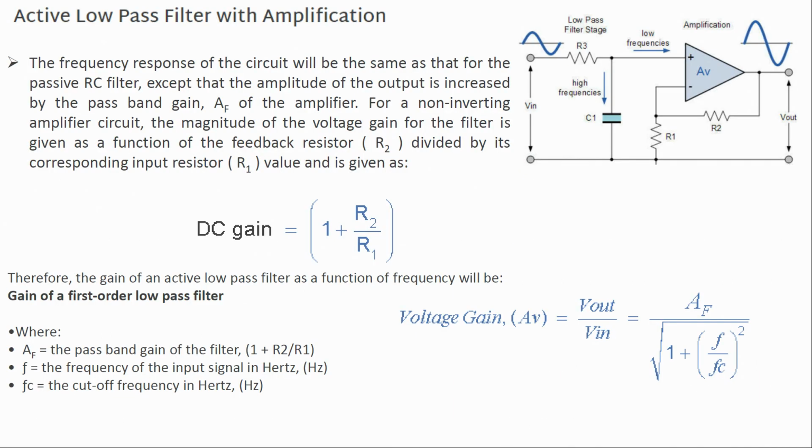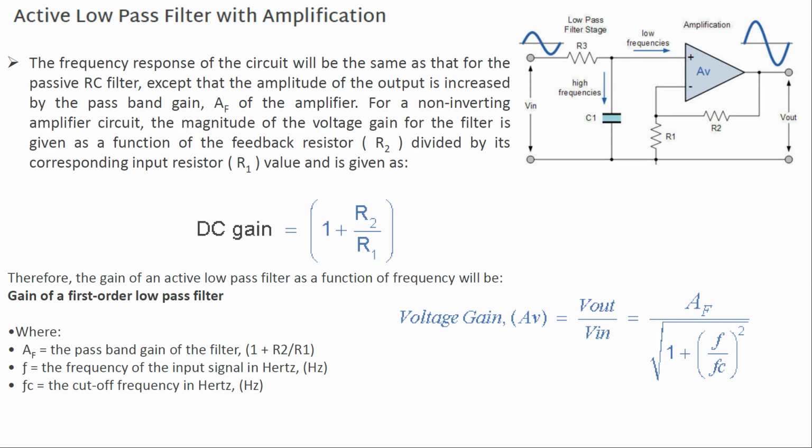If I use an amplifier here, the signal is applied to the non inverting terminal of the op amp. So, what is the gain? DC gain is 1 plus R2 by R1, and my voltage gain is nothing but Vout by Vin, which is AF divided by the square root of 1 plus (f by fc) whole squared. It is easy to know.